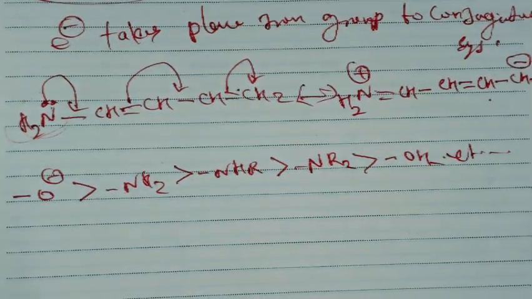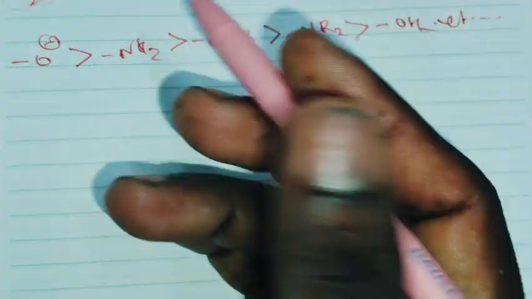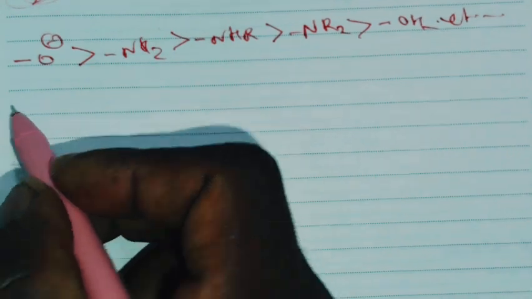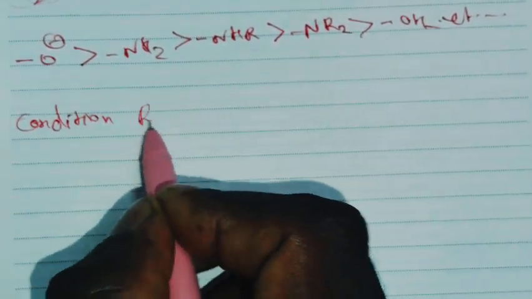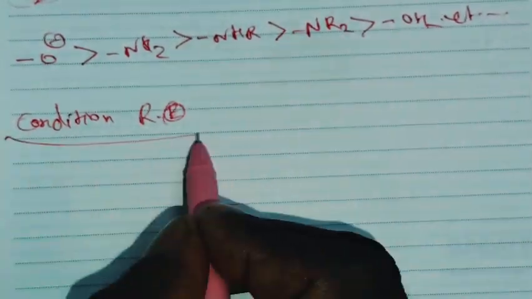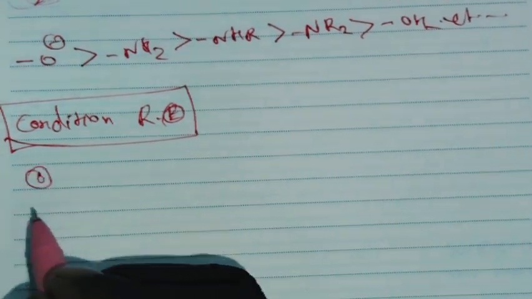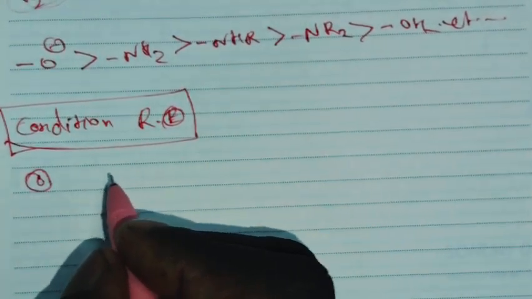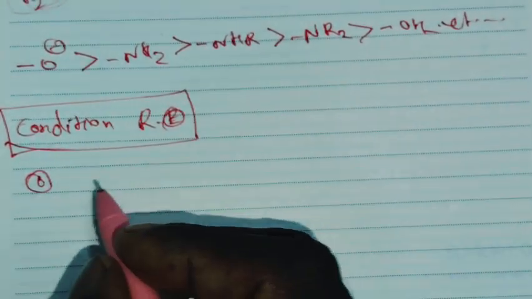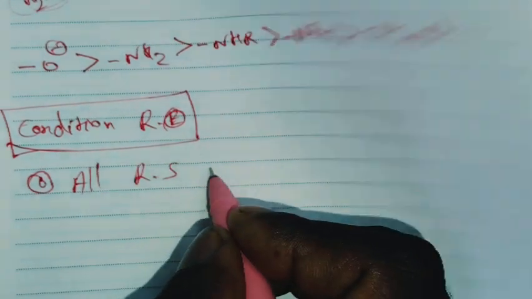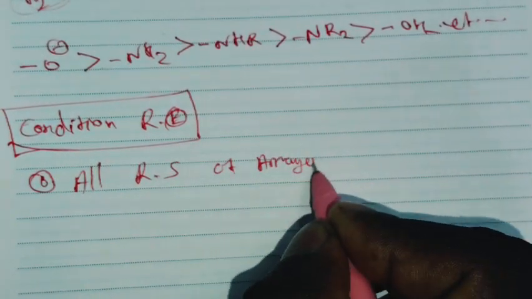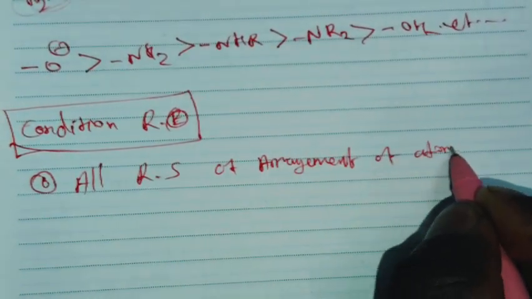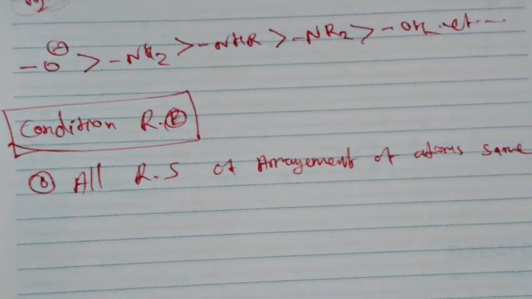Okay, let's see the conditions of resonance structures, the resonance effect. Conditions of resonance. The first one: the arrangement of atomic nuclei must be the same. In all resonance structures, the arrangement of atoms is the same. This is the first condition.